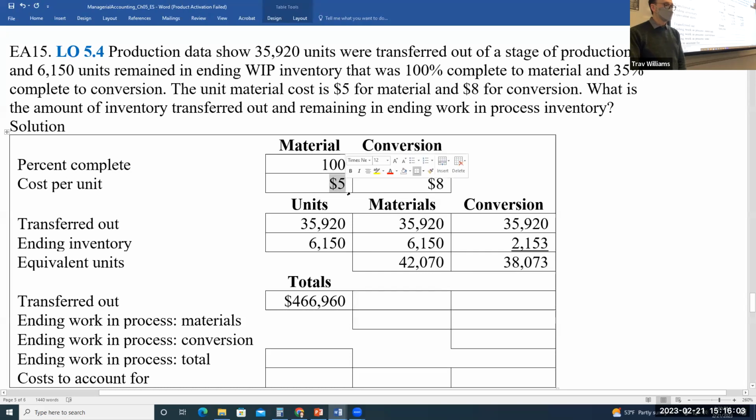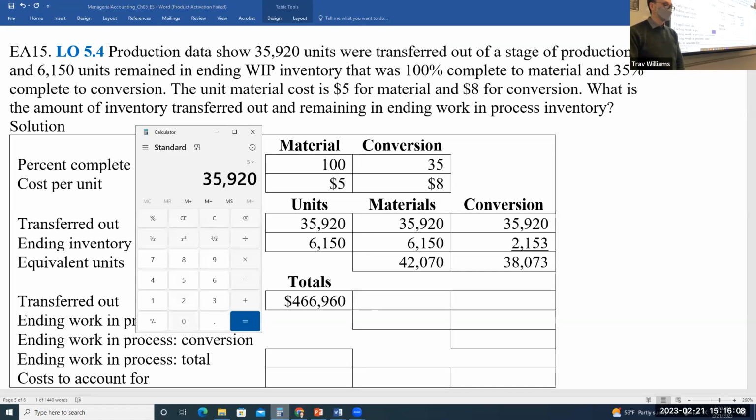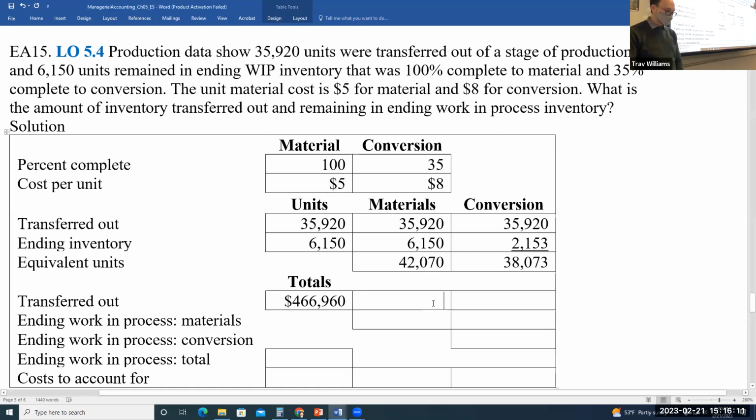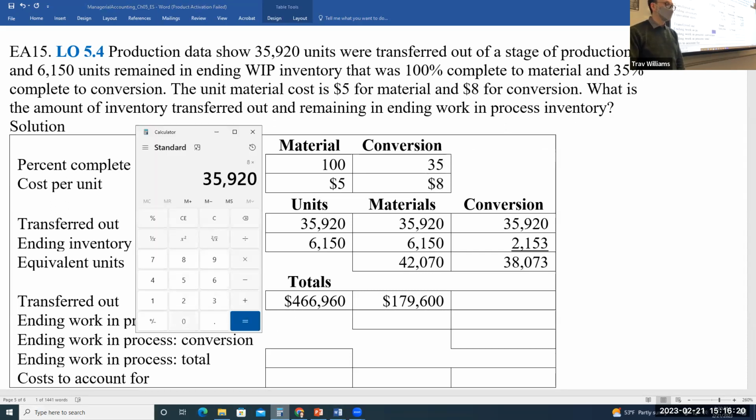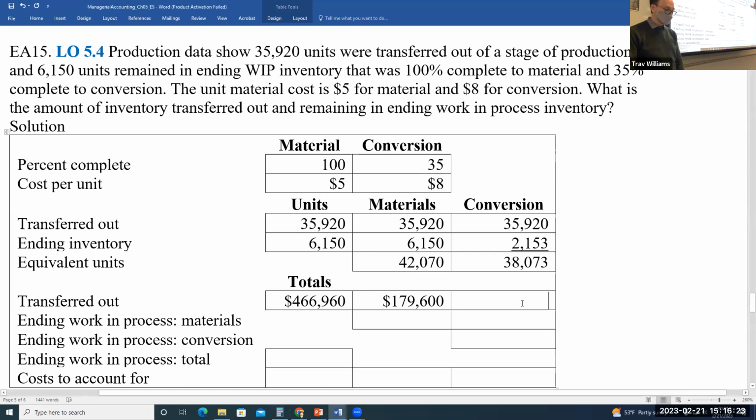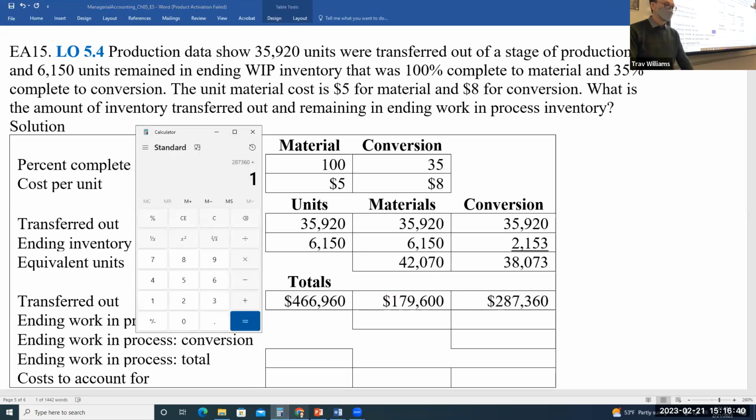In this case, they want us to go ahead and break it out between materials and conversion. So if we take just the materials cost times the number of units that got transferred out, we get 179,600. And we could take just the conversion cost per unit times the number that got transferred out, and we get 287,360. Okay. How can we double check these two numbers? We add them. If we add them, they should equal the total that got transferred out, right? So let's try. And yes, it works out.